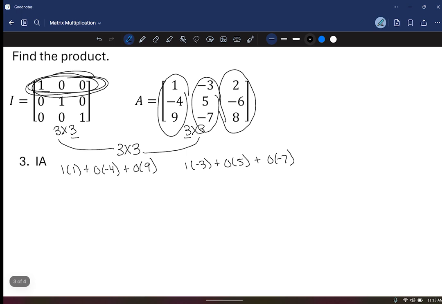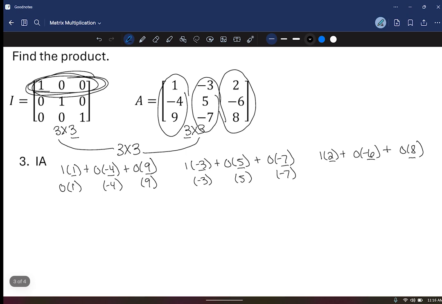Moving to the third position, 1 times 2 plus 0 times negative 6 plus 0 times 8. Then we're going to do the second row, positions 1, 2, and 3, so on and so forth. Keep in mind that these represent your columns, all of these second numbers. So since you know that, you could just say, okay, I know this is going to be times 1 times negative 4 times 9. I know this is going to be times negative 3 times 5 times negative 7, because those numbers aren't changing in those rows.